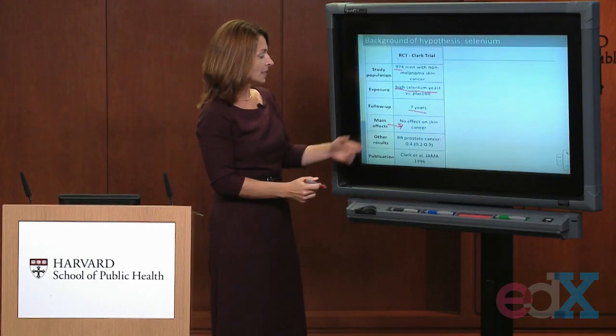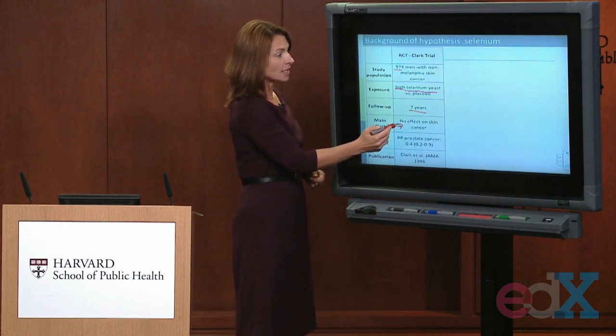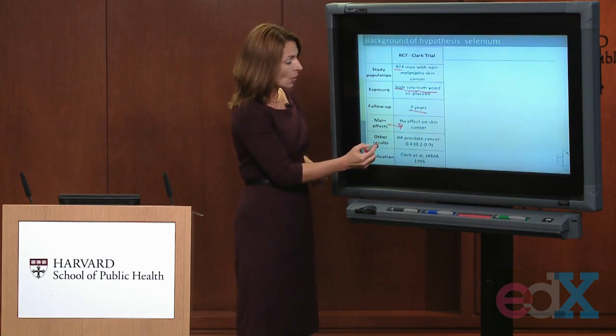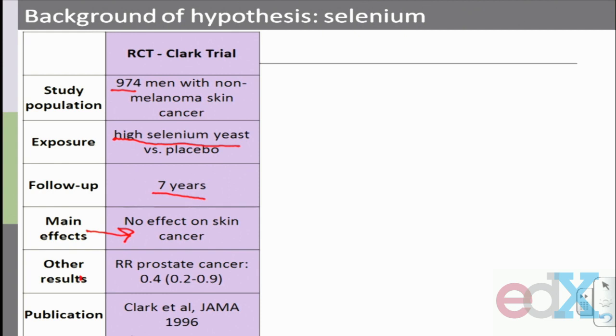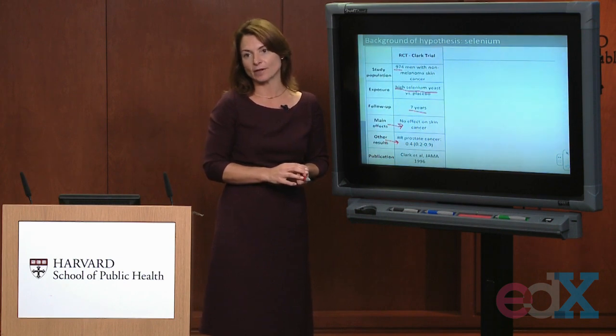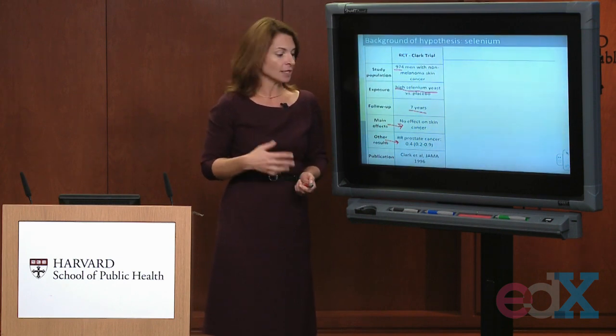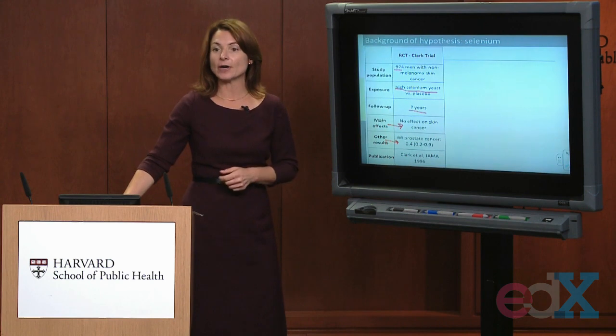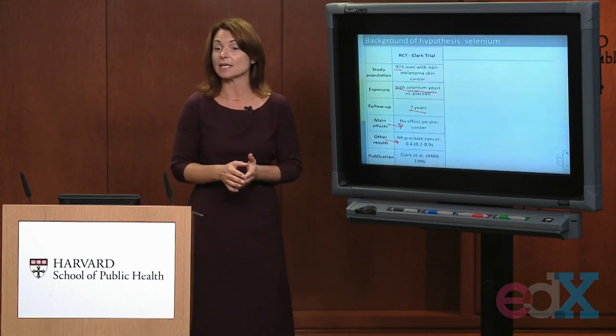And what they saw was that there was no effect of selenium on preventing a second skin cancer from happening. However, they did note an overall reduction in risk of cancer, and in particular, they found that the men who were randomized to selenium had a much lower risk of prostate cancer. The relative risk was 0.4, or the men randomized to selenium had a 60% lower risk of developing prostate cancer during follow-up compared to the men who were on placebo. So this was very strong evidence for the hypothesis. But the primary endpoint in the study hadn't been prostate cancer, it was actually skin cancer.